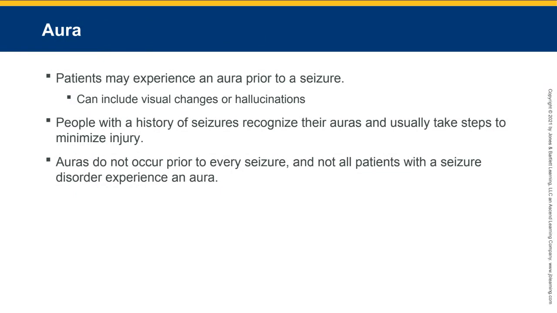Patients may experience an aura prior to a seizure. Not all patients will have this experience. It can be a visual change. It can be a hallucination, which simply means that they're seeing or hearing things that are not there. People with a history of seizures recognize their auras. So persons who have a history will recognize the aura, and they know when they're going to have a seizure, so they start making adjustments before the seizure occurs.